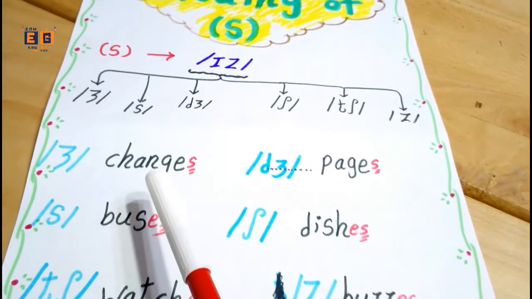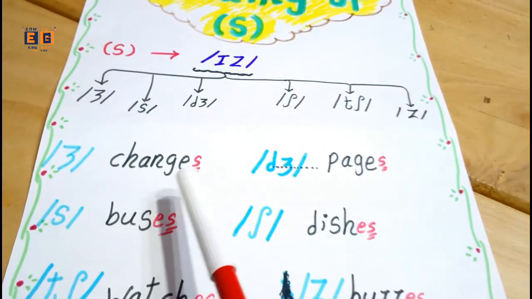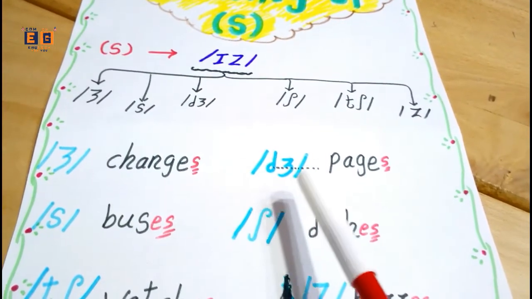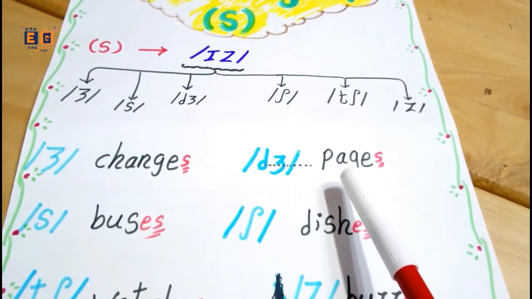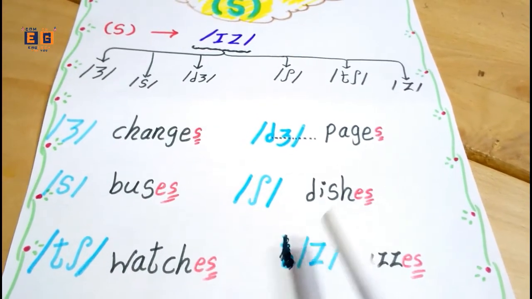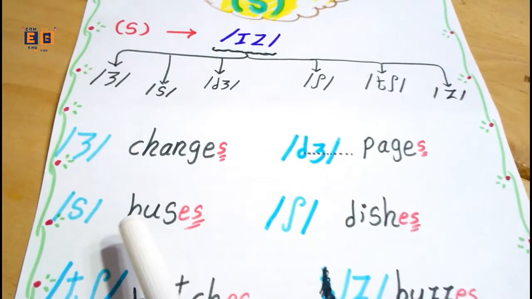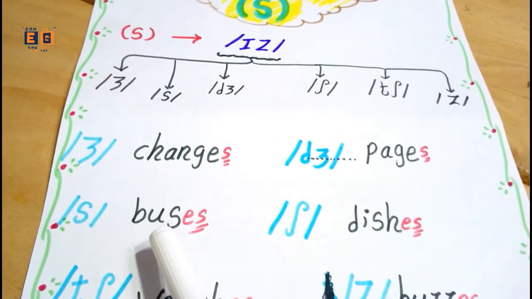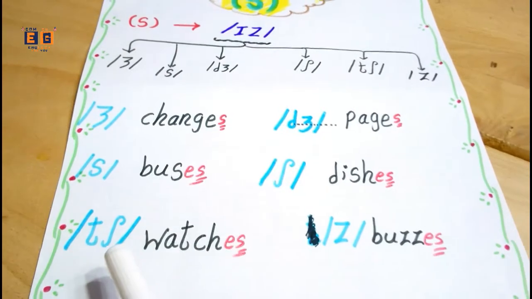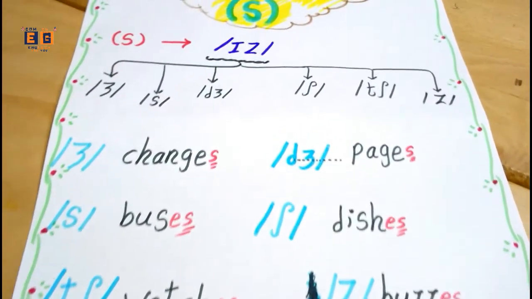J sound like change, it will be changes. J sound like page, it will be pages. Sh sound will be dishes. Z sound will be buzzes. S sound like bus will be buses, and ch sound like watch will be watches.